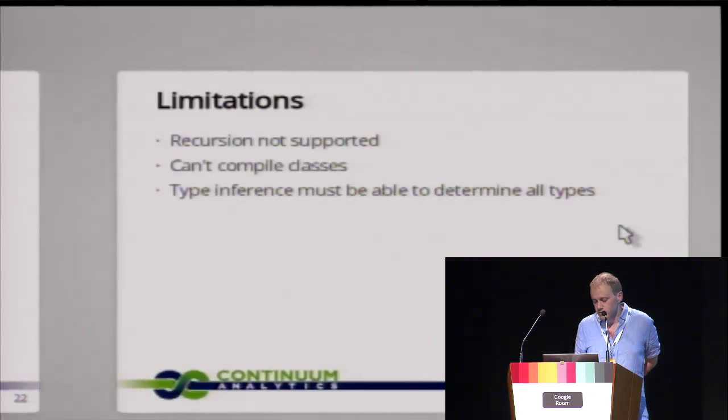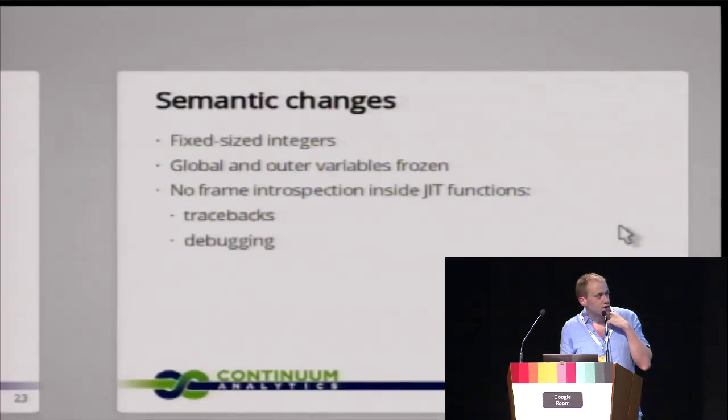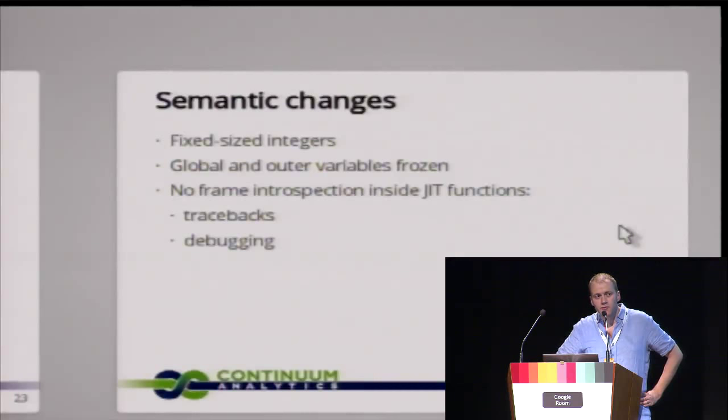So, as I said, the fact that it's opt-in allows us to relax the semantics. As you have understood, perhaps, it has fixed size integers up to 64 bits. So, for example, if you have an addition over two integers and the result overflows, then you just see a truncated result. You don't have an overflow or anything.